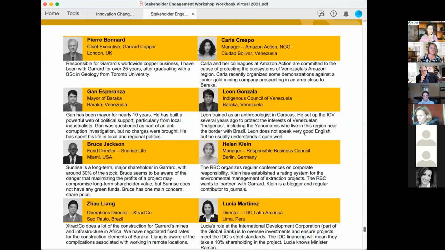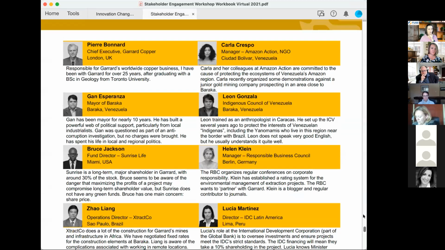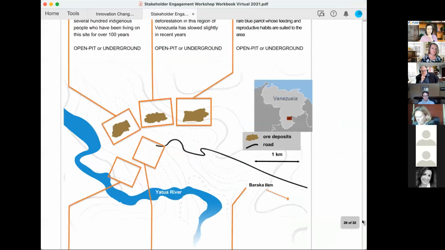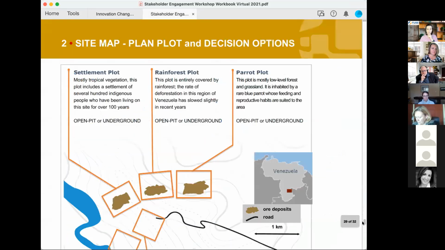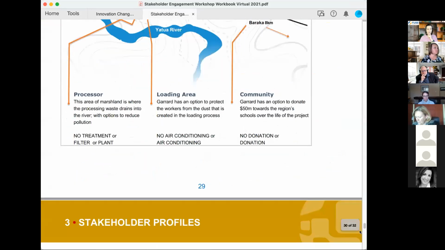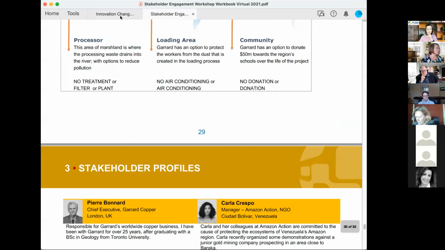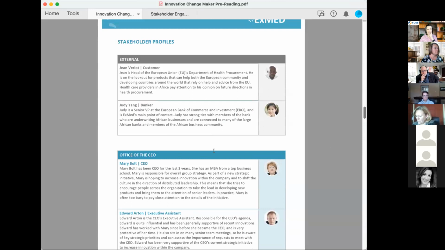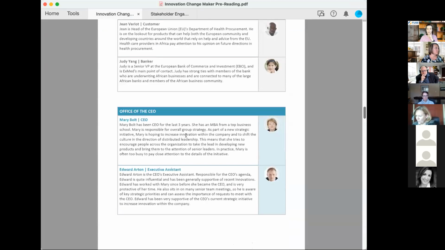So for the stakeholder engagement that we were just looking at, this is the workbook, and there's a brief that you get, a memo that talks about the project, shares information about the plots where you can mine, and then a little bit of information about each of the stakeholders. Also with Innovation Changemaker, there's a lot more information that we get about each of the stakeholders with their profile, about if they have a personality to be more of an innovative type of person or one of those resistors or whatnot.